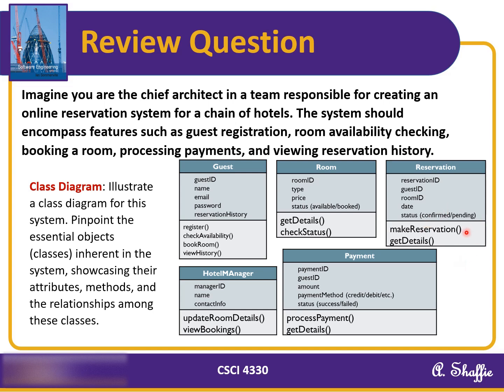We have these functions, make reservation, get details. For payment, we have a payment ID, the guest ID that made this payment, the amount of the payment, payment method, whether credit or debit, the status of the payment, whether it succeeded or failed. We have these functions, process payment, get details.